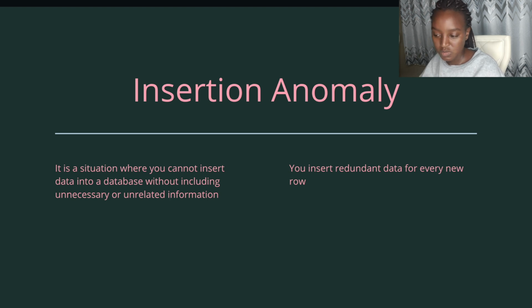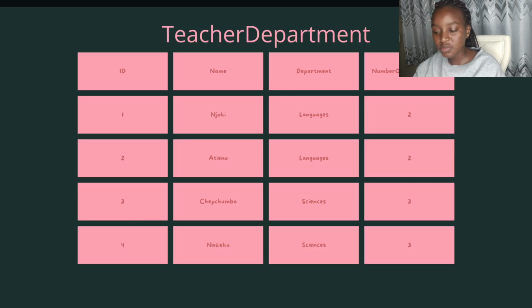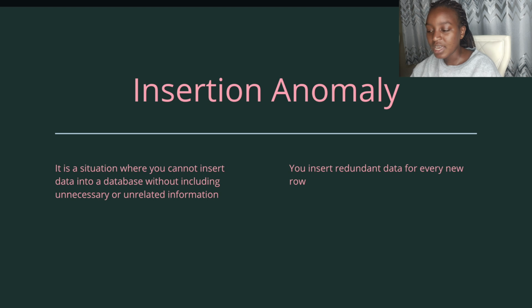So let's go on. Why is this wrong to start with? For one, let's look at insertion anomaly. It is a situation where you cannot insert data into a database without including unnecessary or unrelated information. Looking at our previous table, every time we had to add another teacher, we would repeat the same department and the number of subjects, especially if this is a department that already existed. We are having to repeat this information on the department and the number of subjects all together, and you end up inserting redundant data for every new row.